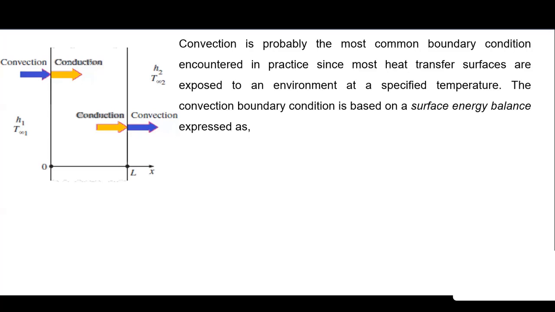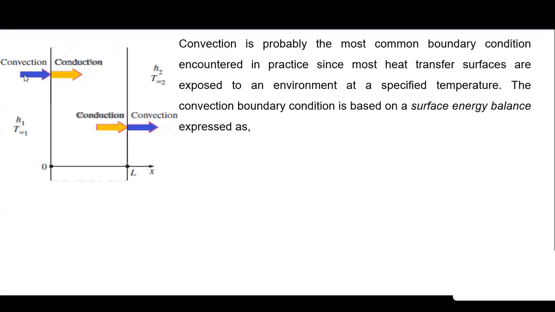The most commonly used boundary condition in practice is the convection boundary condition, because most of the time the objects are subjected to heat transfer by convection at the outer surfaces. So convection is probably the most common boundary condition encountered in practice. Most heat transfer surfaces are exposed to the environment, and because of that they are losing heat by convection. So if such a condition is there, the convection boundary condition is based on the surface energy balance. So what is the surface energy balance?